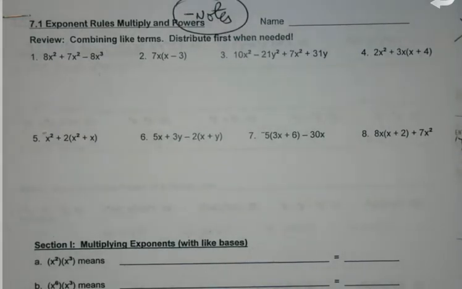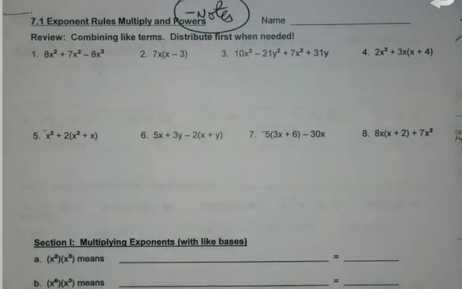So what we're going to do to kind of go over this is do some stuff with like terms and kind of roll our way into it a little bit. So here's how this goes. All right, combine like terms, distribute when we need to. All right, let's do this. In number 1, what things are alike that I could put together?